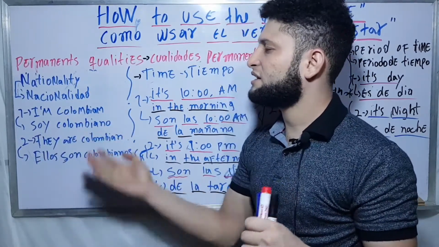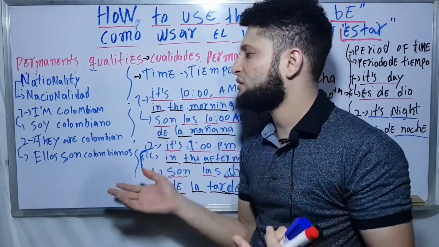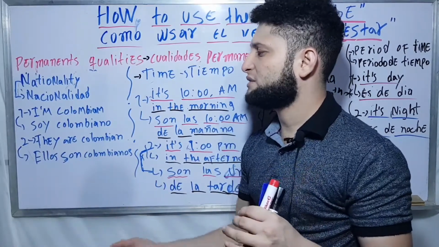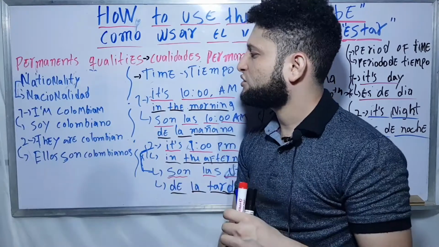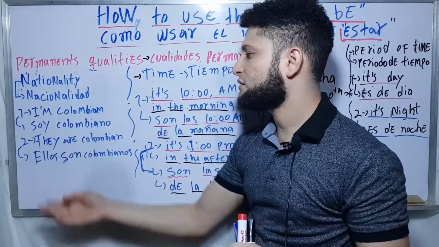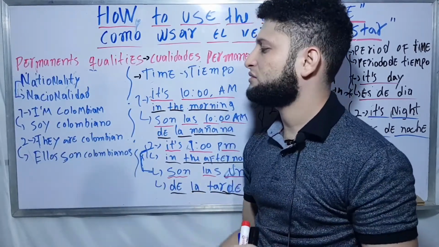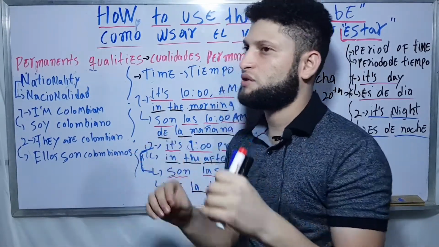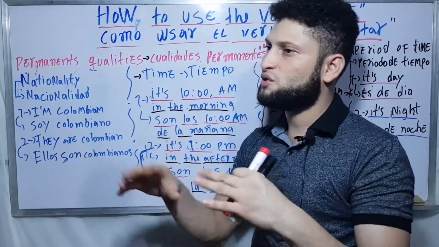So for example, in English, you don't say "I am Colombian." You say just "I'm Colombian," like this contraction. Imagine that the contraction in Spanish is "soy," just "soy." Okay, "soy colombiano." However, in the second example, "they are Colombian." So remember, guys, for the second person in plural, which is "you guys," in this case, "you are."